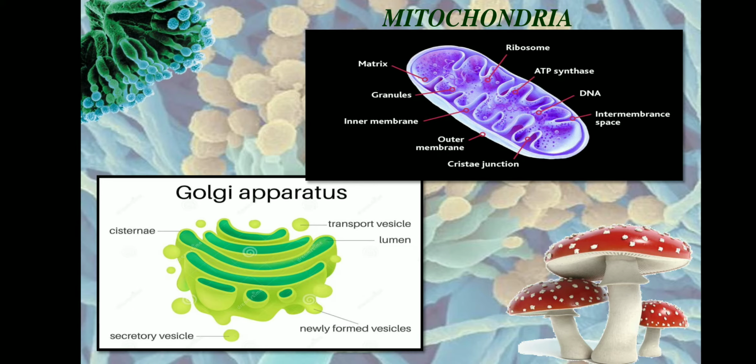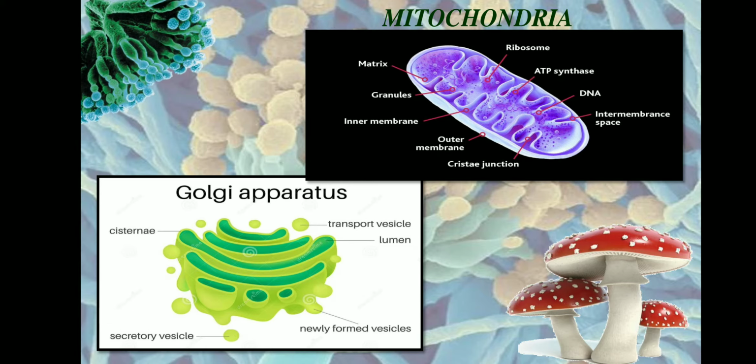Now, as usual, the function of the mitochondria is to synthesize ATP. So, the ATP synthase enzyme is present on the inner membrane of the mitochondria, which helps in the synthesis of ATP. There is not much difference between the mitochondria of fungi and the mitochondria of green plants and animals.